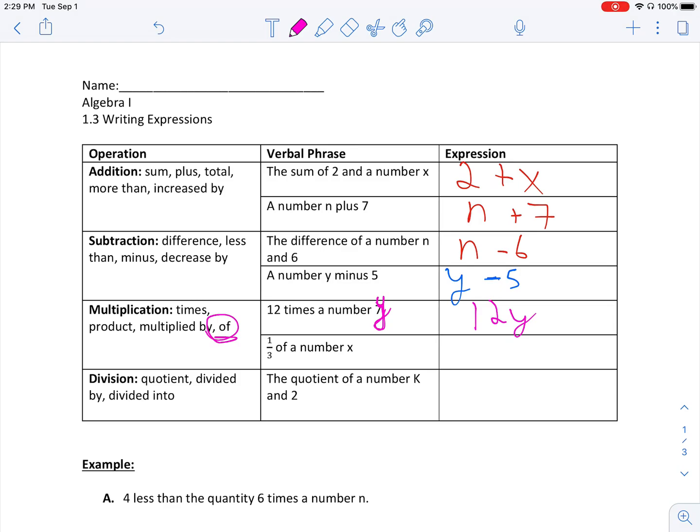And then 1/3 of a number x. So like I said, this is the big one. This is what the kids overlook all the time. Literally, 1/3 of a number x is 1/3 times x.